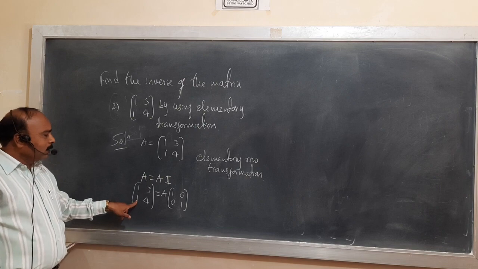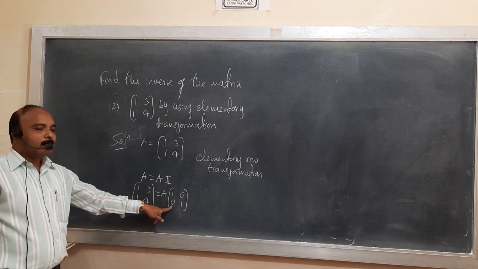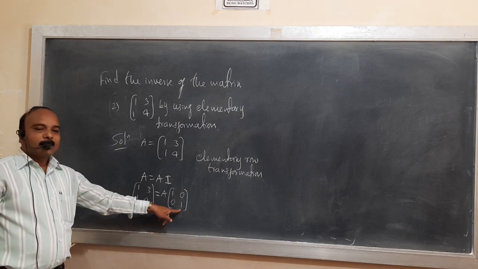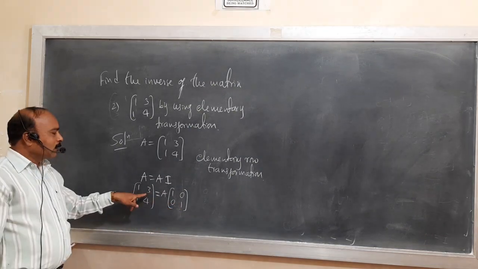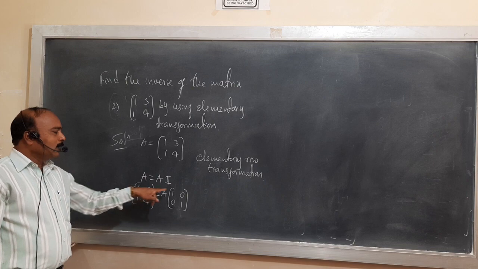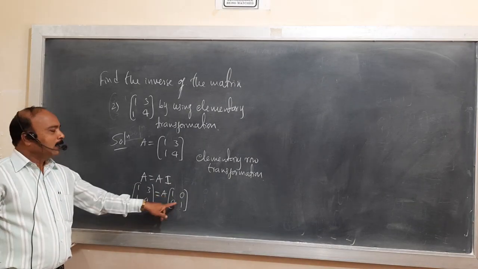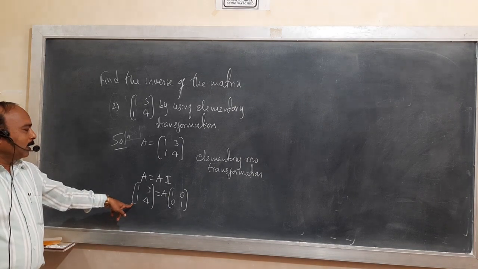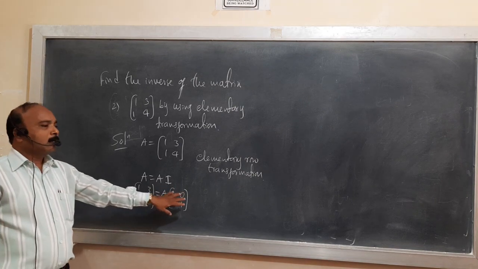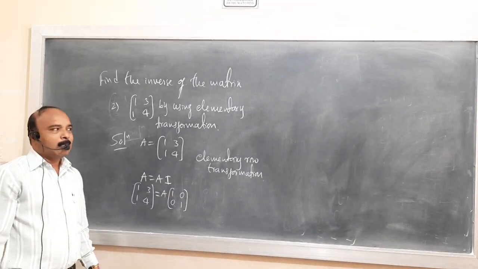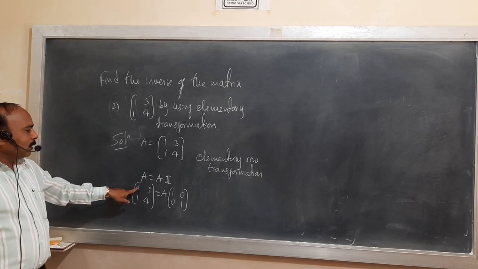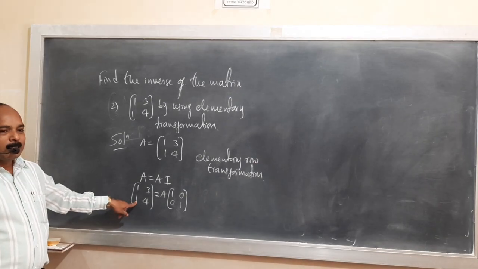Next, our intention is to change the other 3 elements. Here first we change this element 1 to 0, because 0 is supposed to be there. Next we convert this 4 into 1. It is the second step. Next, third step, we convert this 3 into 0. If you change these 3 elements, automatically the left hand side becomes the identity matrix, then the right hand side becomes the inverse of the given matrix.